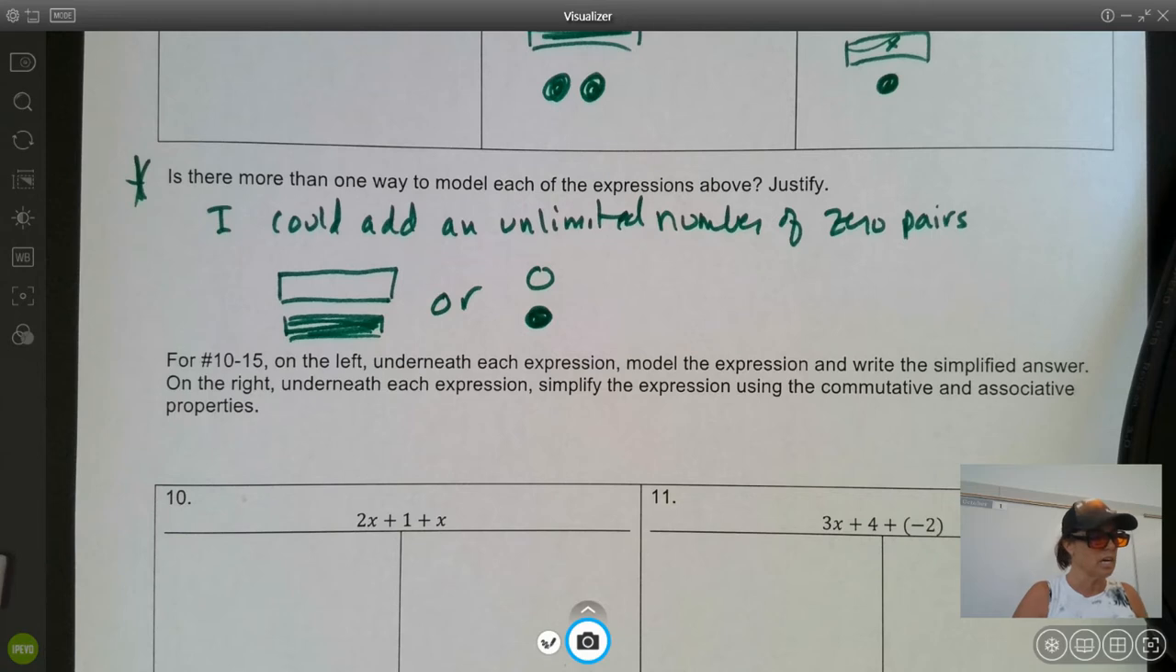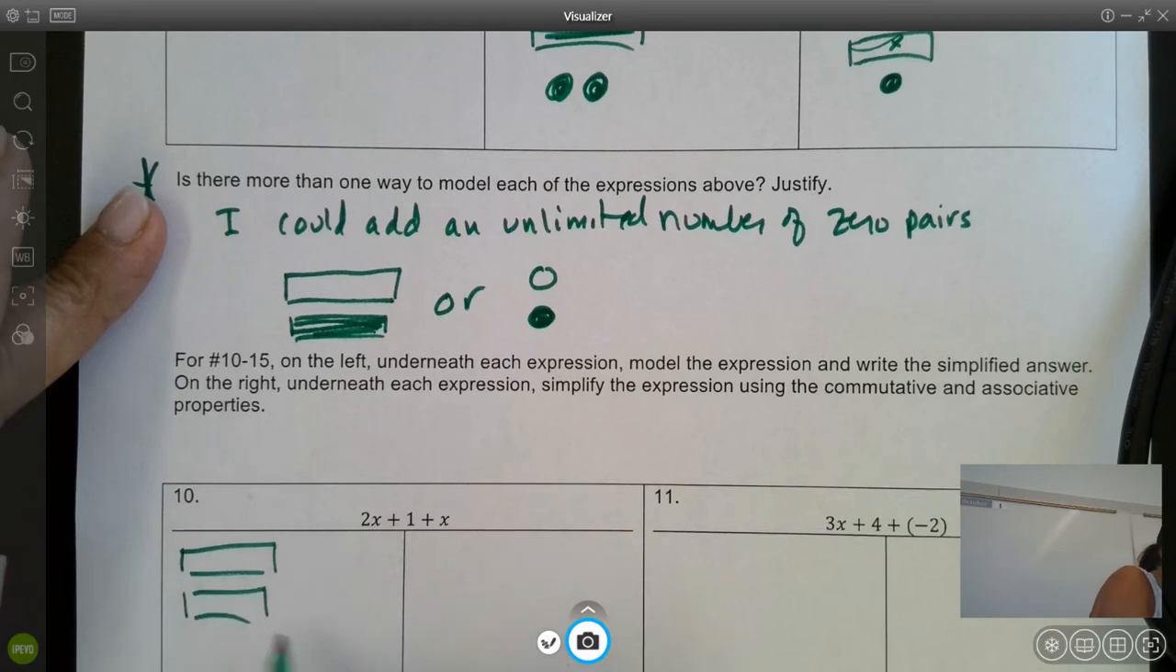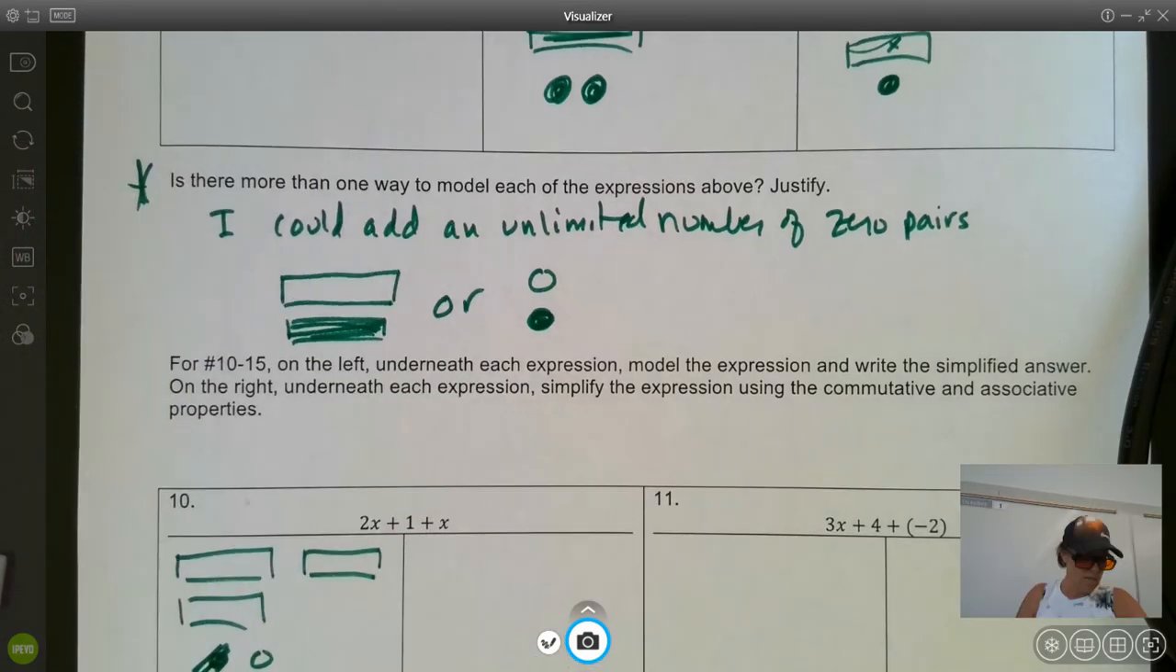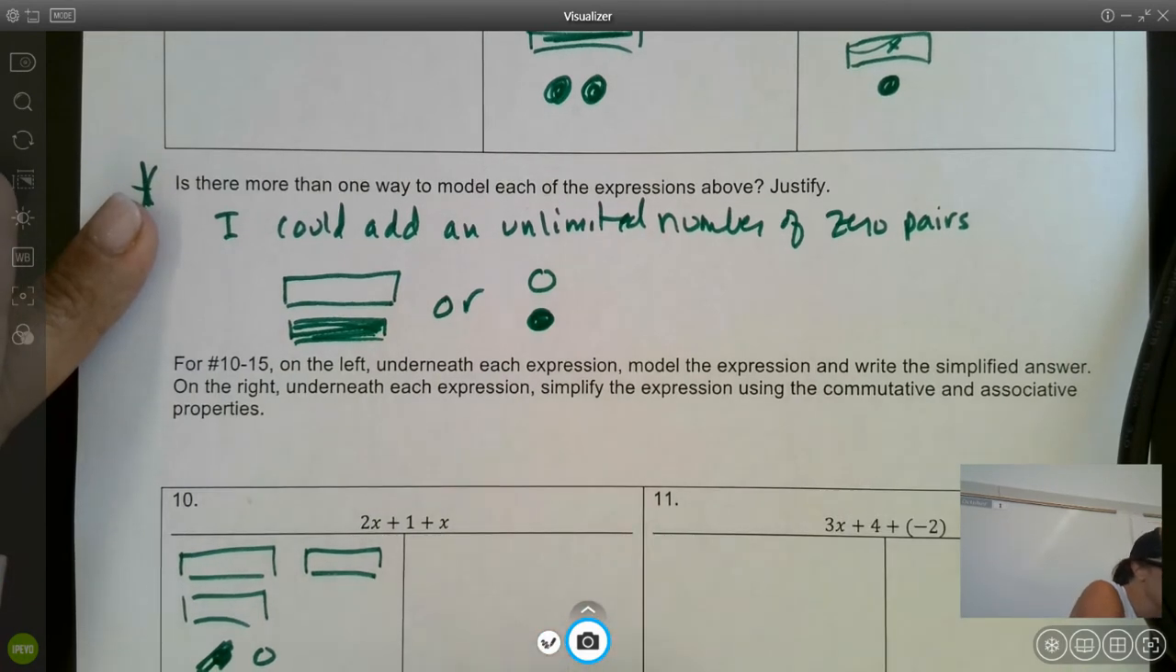All right, so for number 10 through 15, on the left, underneath each expression, model the expression and write the simplified answer. On the right, underneath each expression, simplify the expression using the commutative and associative properties. All right, so I've got 2 x's. I've got a 1. Whoops, that was a negative 1, sorry. I've got a 1, and then I've got another x. Okay, so this would give me 3x plus 1 as an answer.